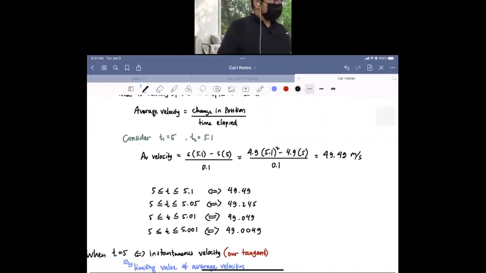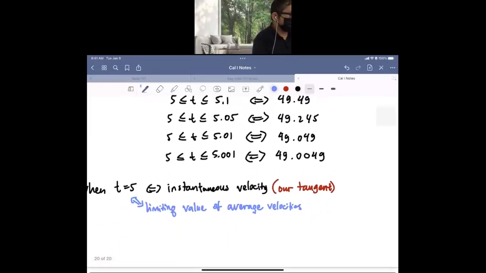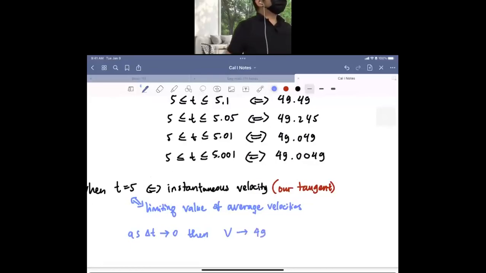Okay, thank you. Calculate and get the number 49. So maybe I will add this. As t approaching 0 probably, right? Or maybe delta t to make sure that you know that this means the interval. Okay. Then the value, or let's say the v, is getting close to 49. Okay? And this is actually what we are going to deal with in limit.